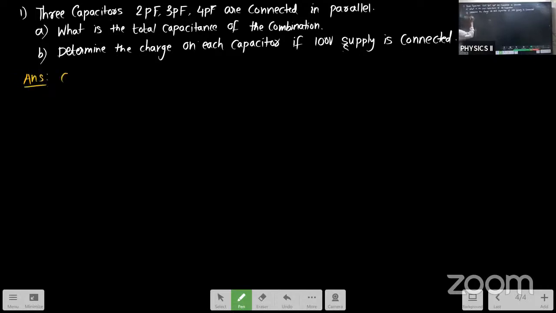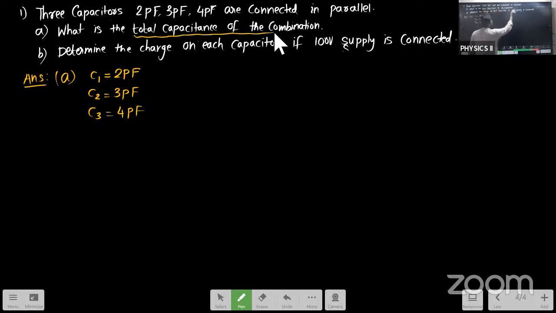I am writing the first answer. How many capacitors has he given? He has given 3 capacitors. Capacitance C1 is equal to 2 picofarad, C2 is equal to 3 picofarad, and C3 is equal to 4 picofarad. What is the first question? Total capacitance of the combination. They are connected in parallel, so I know that C equivalent is equal to C1 plus C2 plus C3.